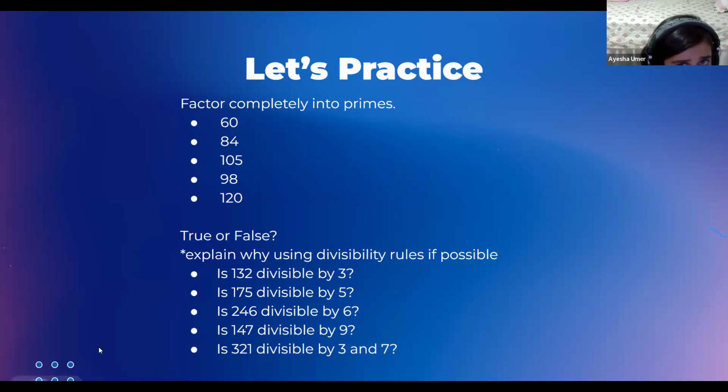321 isn't divisible by 7. Okay, good. And yeah, there's no divisibility rule for that because 7's kind of weird. Julia, do you want to answer a question?